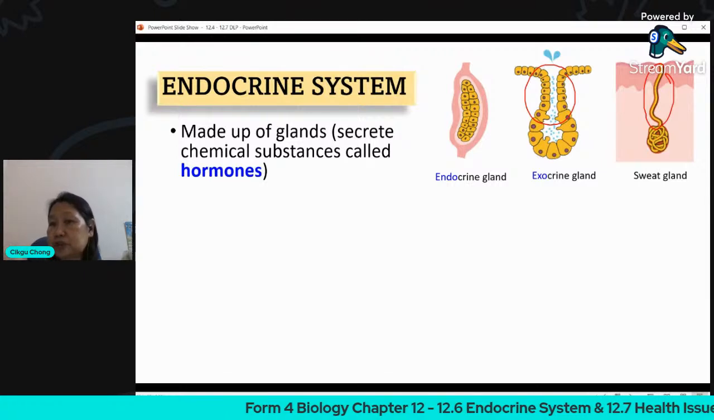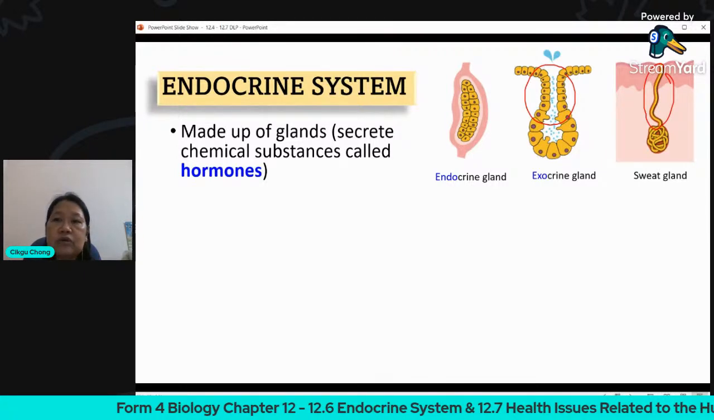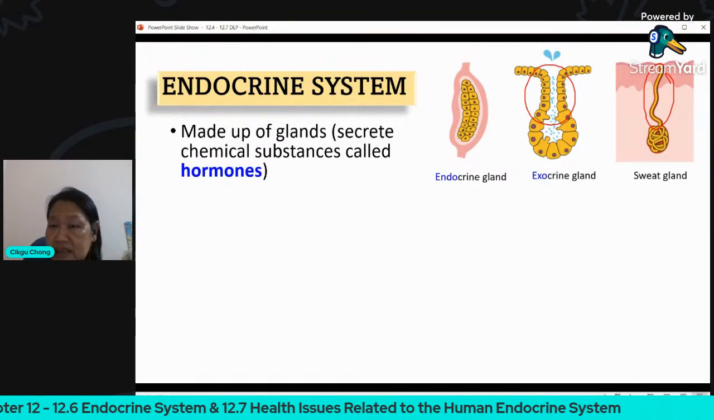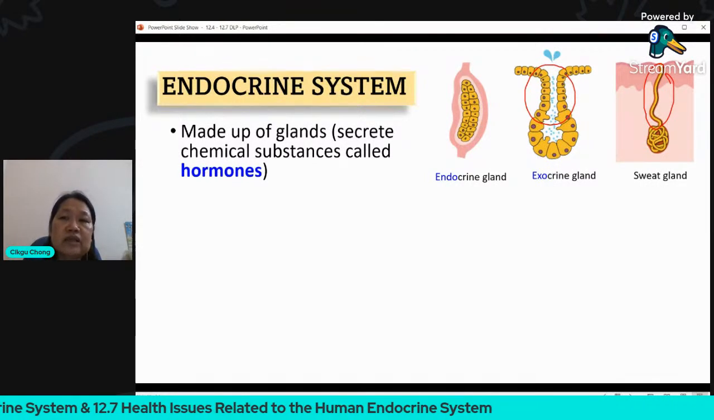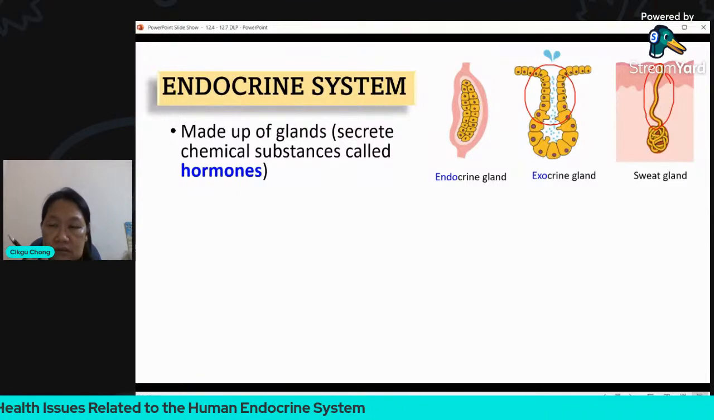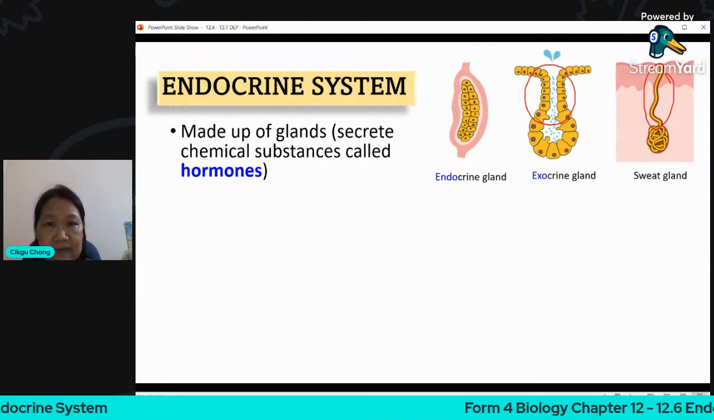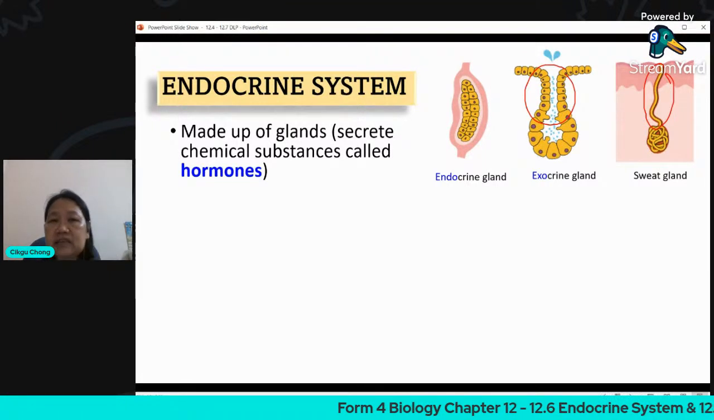An example is the sweat gland. The sweat is produced under the skin and it will be released outside your body by the sweat duct, and then you will see the sweat comes out. So that sweat gland, because it has a duct, is an exocrine gland. For the endocrine glands, all of these glands do not have a duct.